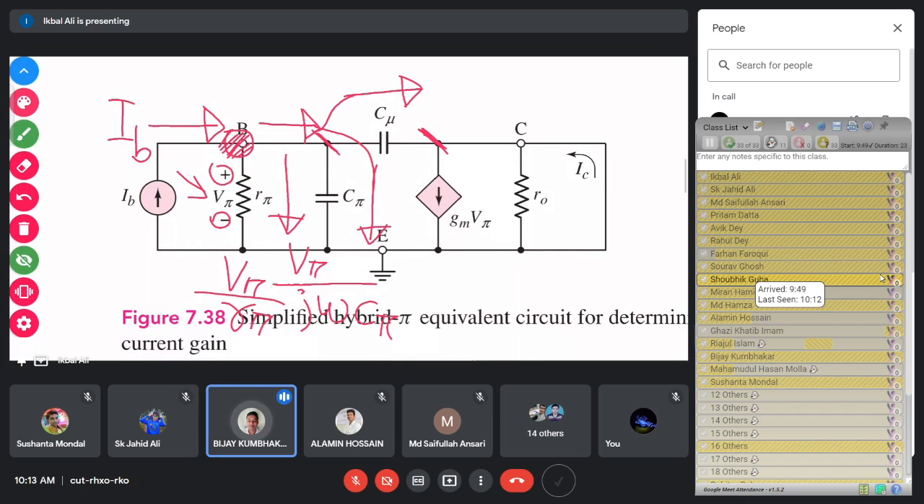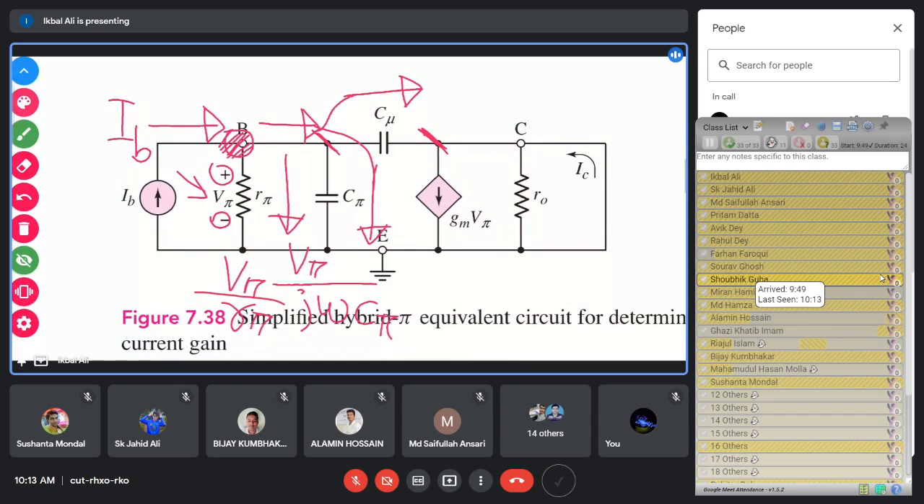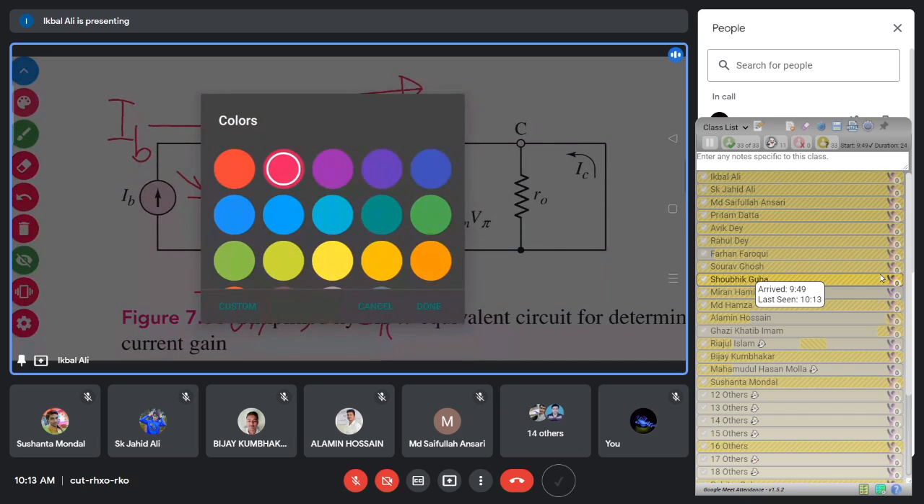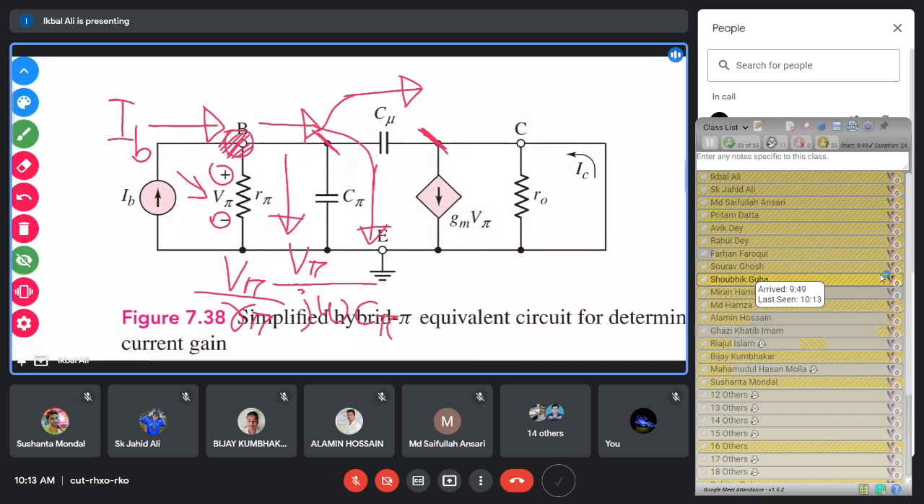Sir, by voltage divider rule, we can find this. How? There is no need to divide the voltage. You see that there is a definite voltage appearing across C mu. You just carefully see the voltages. Okay, you see here, this terminal of the capacitor is actually connected to this point, so it is connected to the plus terminal of the V pi. This plus terminal is connected to the plus terminal potential of the V pi.